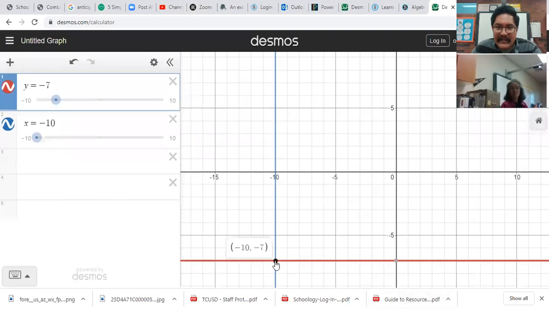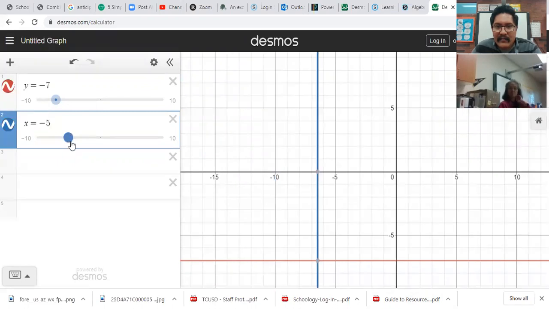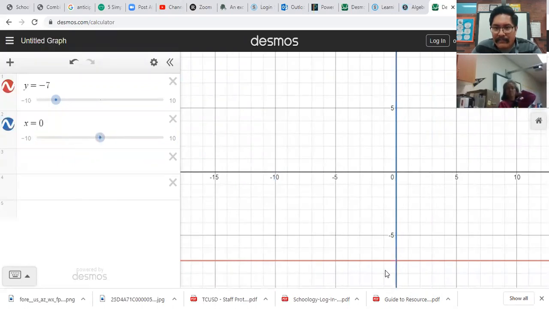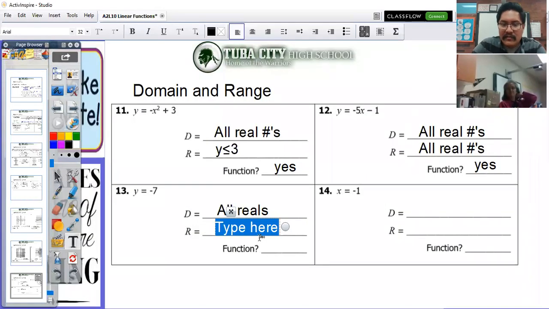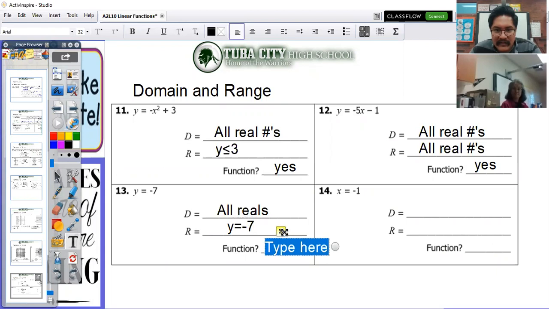See, I have an intersection here at -10. -10 is -7. If I move it to 0, still -7. If I move it to +10, the y value is still -7. It doesn't change. It's always going to be -7. So y equals -7. And function or not? Yes.